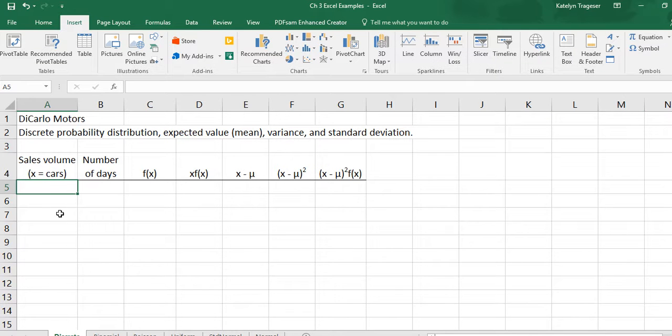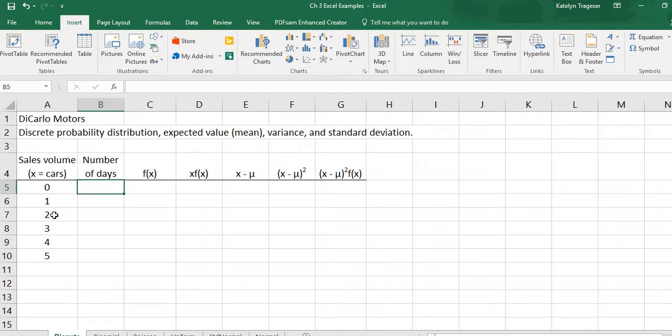And now we want to go ahead and enter the information that we are told in the book about DeCarlo Motors sales. So we are told that they have a sales volume anywhere from 0 to 5 cars on a given day in our 300-day period. So go ahead and enter that information. 0 to 5 cars were sold.